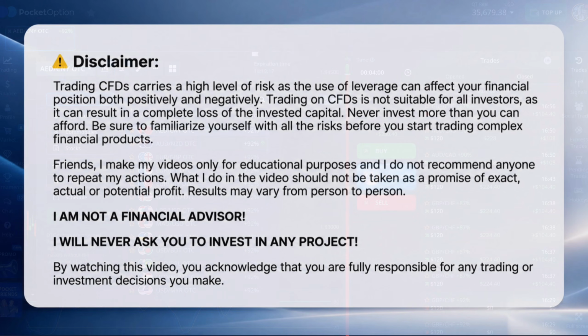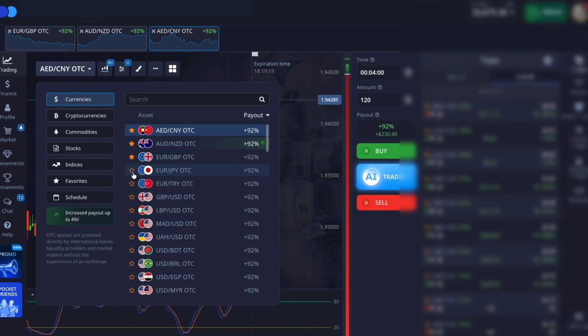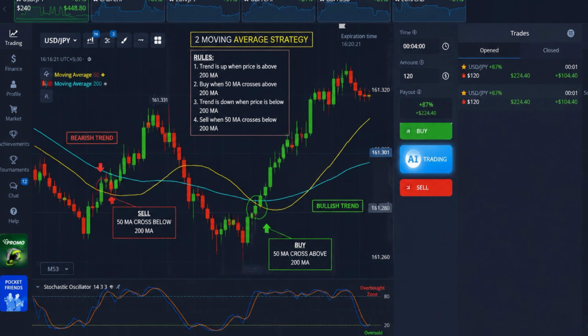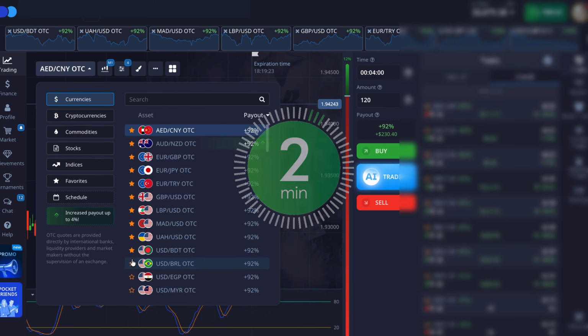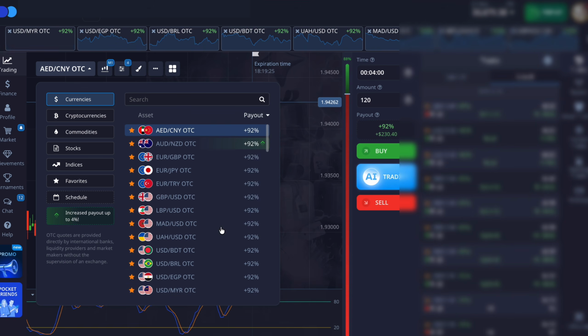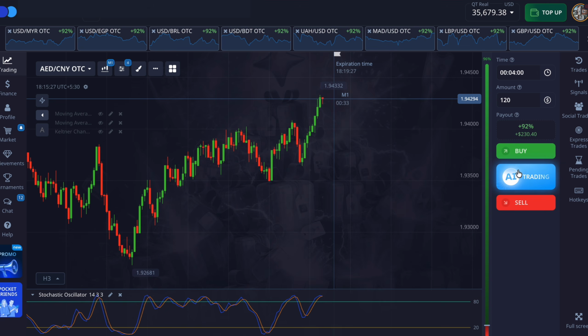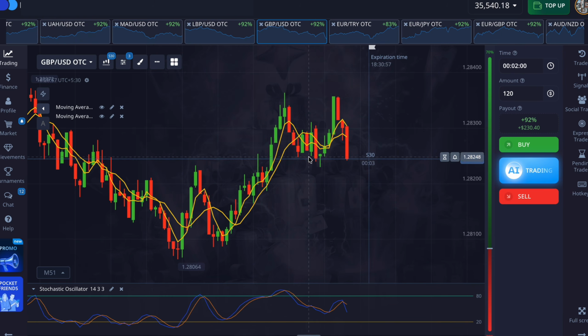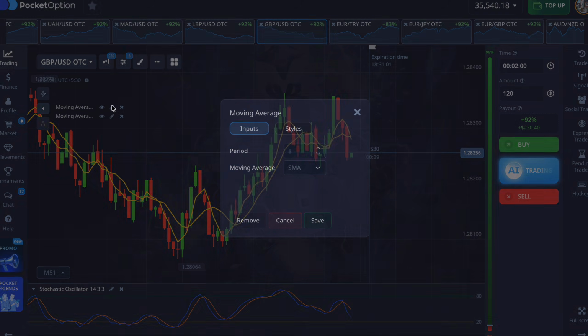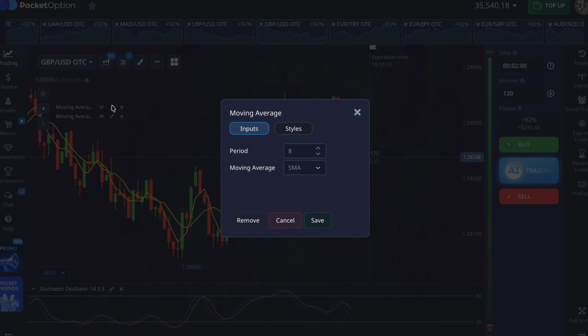Now, let's get started. Today, I'm going to explain a two moving average strategy that can help identify 2-minute market setups. For this example, we'll practice on an OTC chart, and the candle time frame should be set to 30 seconds. First, let's look at the indicator settings. After that, I'll show you how to read this setup.